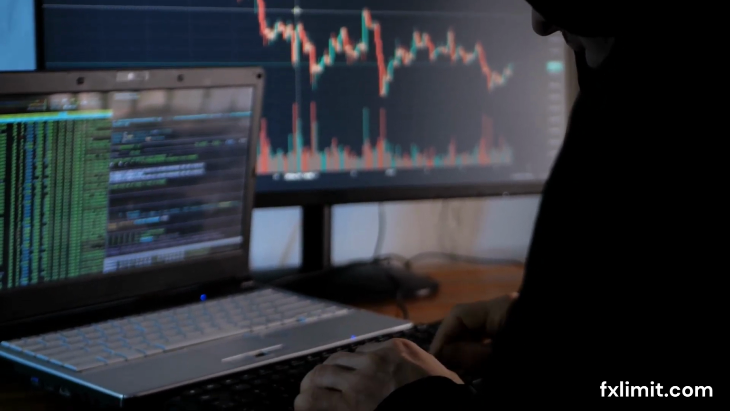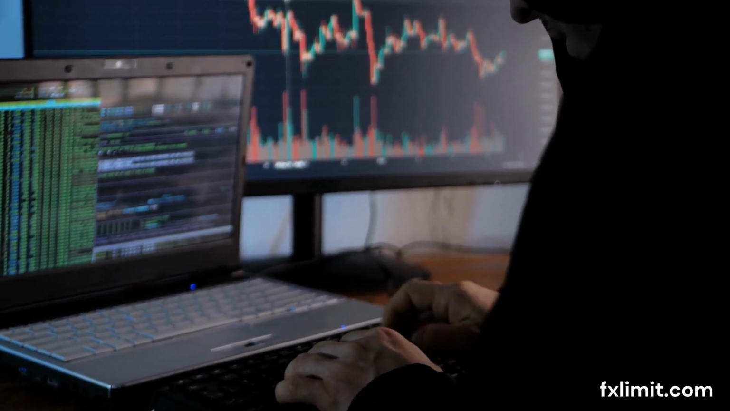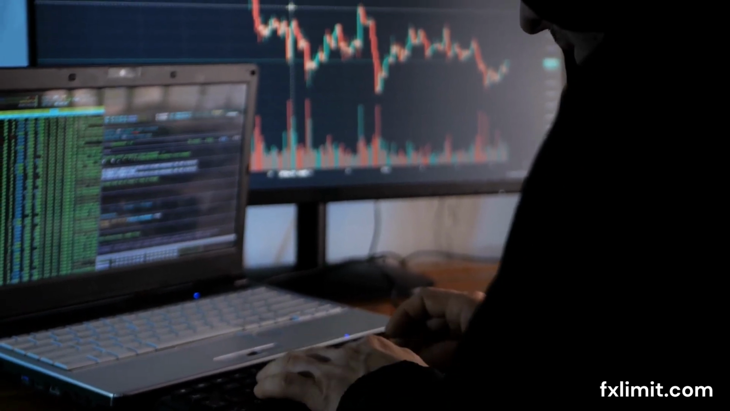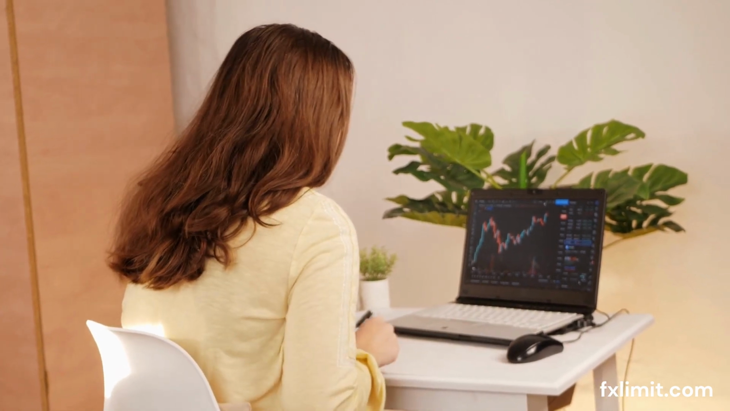But it's not just about the numbers. Political stability, global events, and market sentiment also play a huge role in currency values. As a fundamental analyst, you should keep an ear to the ground for geopolitical events, policy changes, and even natural disasters that could affect the economy's outlook.